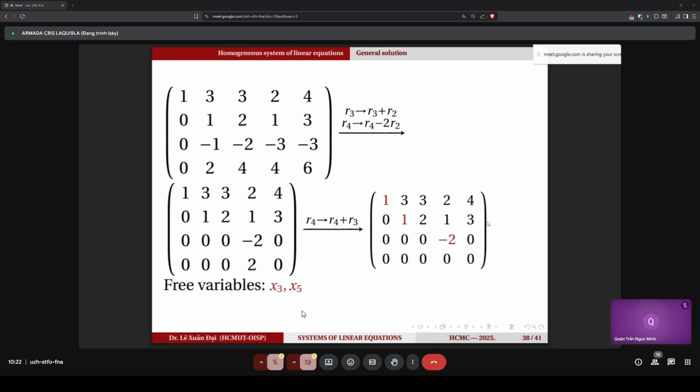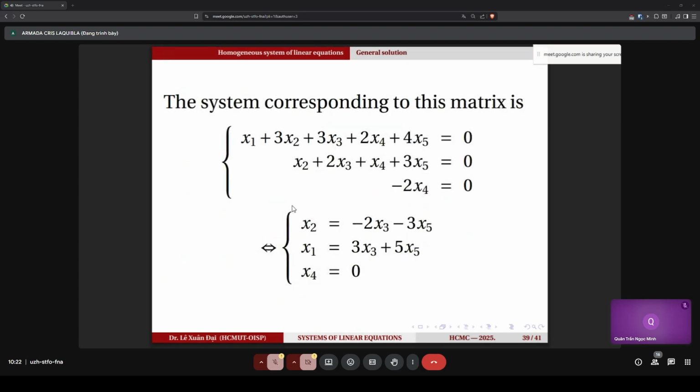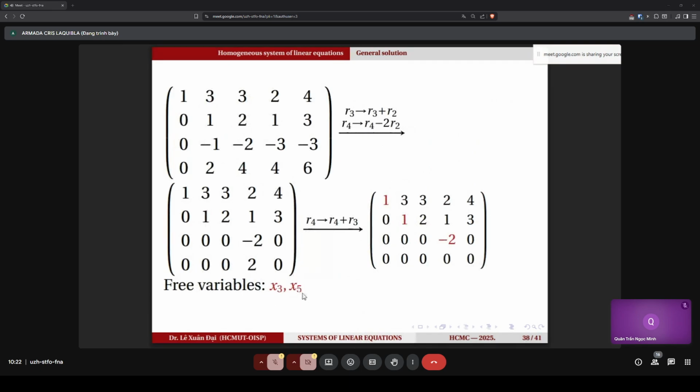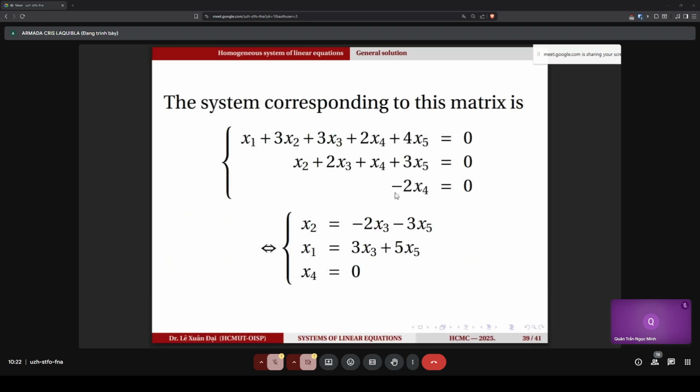So what does it mean to be a free variable? It means that you can substitute there an arbitrary value. So we substitute, for example, x3, we let that be t sub 1, and then x5 be t sub 2 later. Okay, so this one, we rewrite it like this now. We substitute the x1, x2, x3, x4, x5 there. And then after that, we solve the three values.